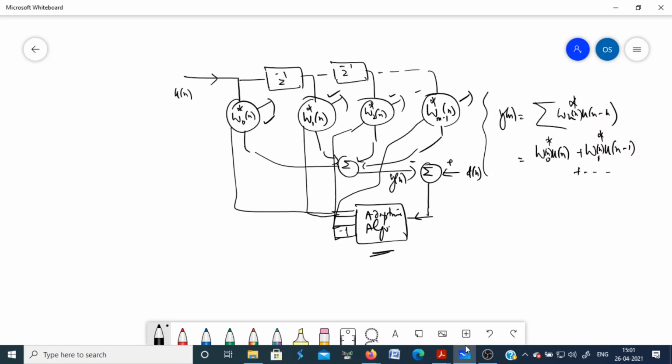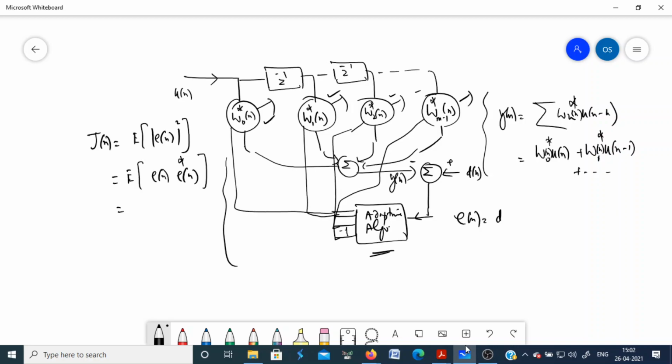So in general, we assume that these are complex weights. At any point of time, again like in the Wiener filter, we find the mean square error. So J(n) will be equal to the expectation of |e(n)| square. We have already expanded this in the previous classes. You can write it as e(n) into e(n) star. Then in place of e(n), you can write d(n) minus y(n), or it can be written as the summation of w_k(n) into u(n minus k).